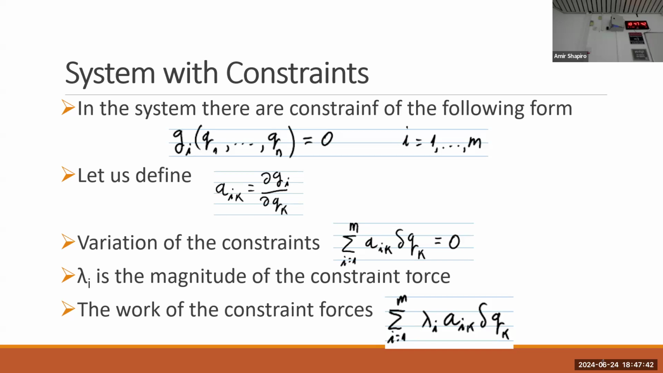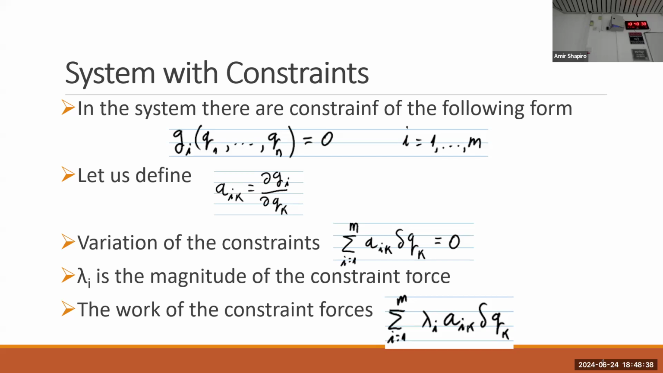And we recall that we have a force that actually works in order to maintain the constraint, and lambda_i is the magnitude of this force that works on the system in order for the system to meet the constraint. So the work of the constraint forces is the force times the displacement. Displacement is A delta q. Is it like the virtual force? Yeah, exactly. It's like the principle of virtual work. Yeah.